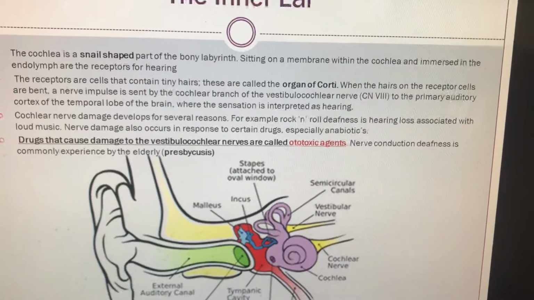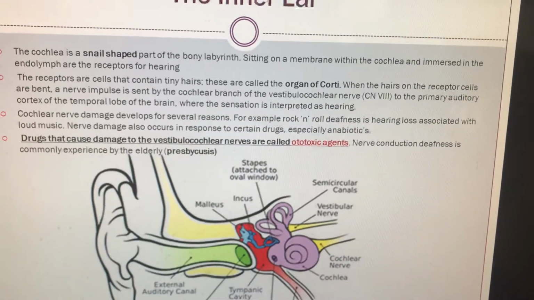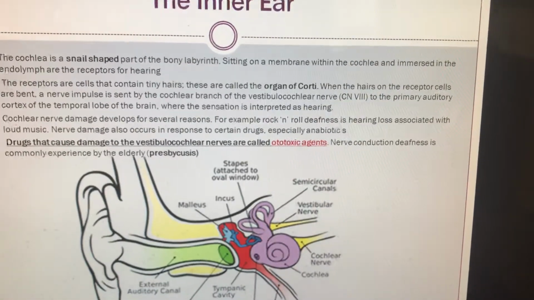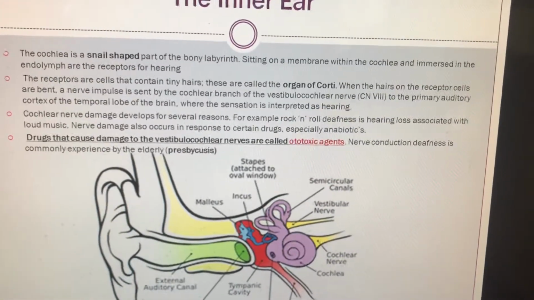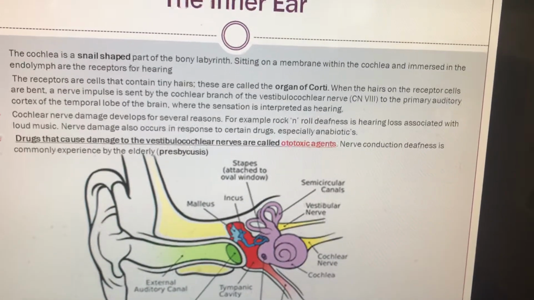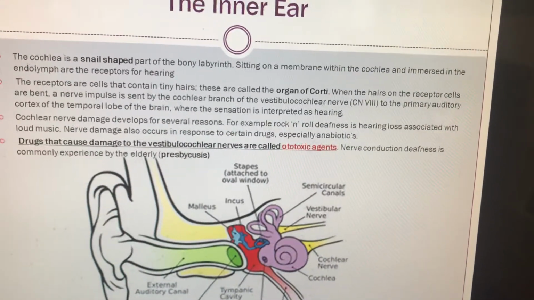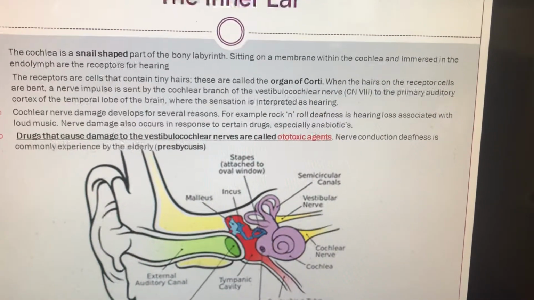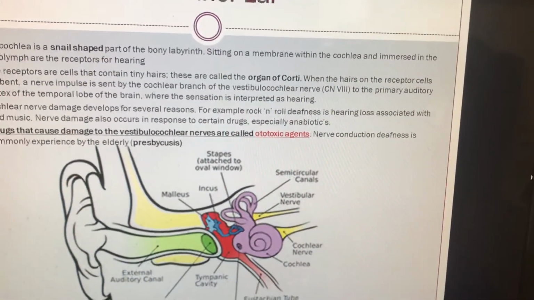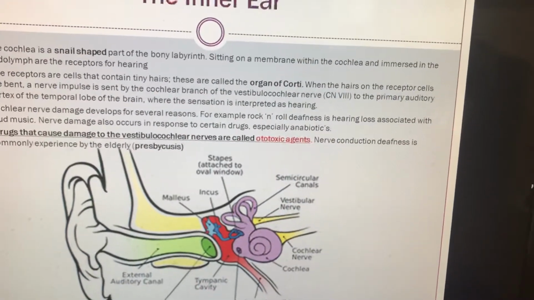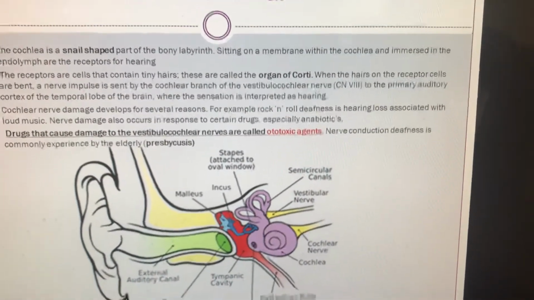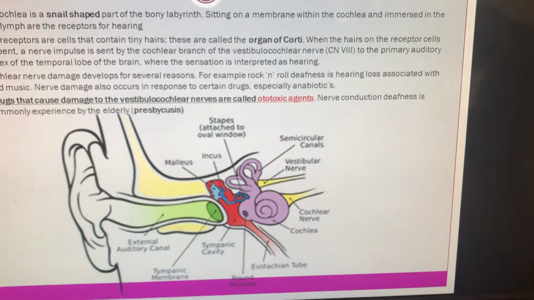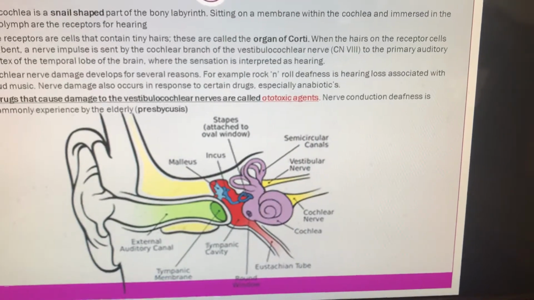So cochlear nerve damage develops for several reasons. So for example, rock and roll deafness is hearing loss associated with loud music. And nerve damage also occurs in response to certain drugs, especially antibiotics. So drugs that cause damage to the vestibulocochlear nerve are called ototoxic agents, such as aspirin. Nerve conduction deafness is commonly experienced by the elderly, and this is called presbycusis.